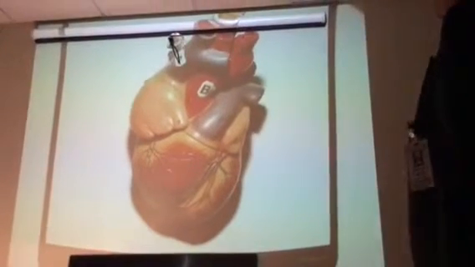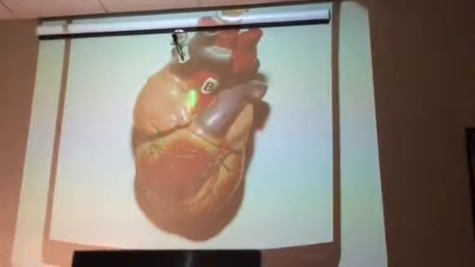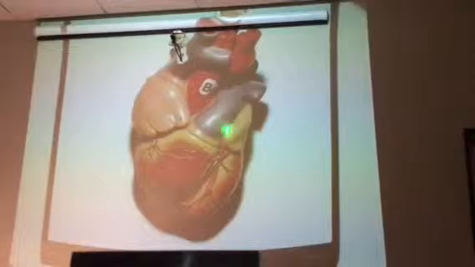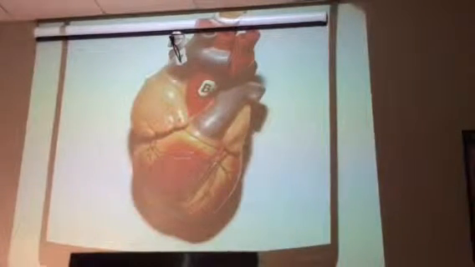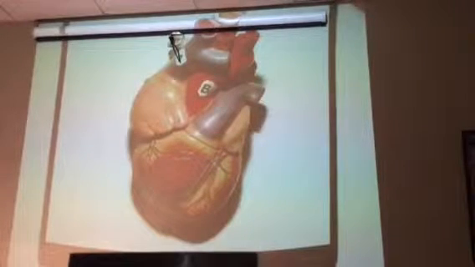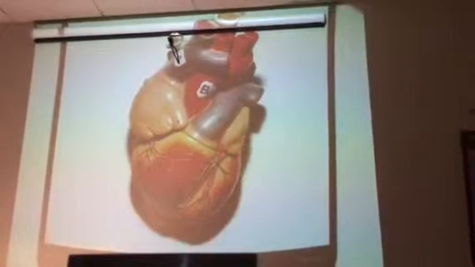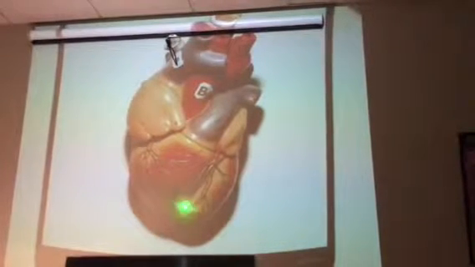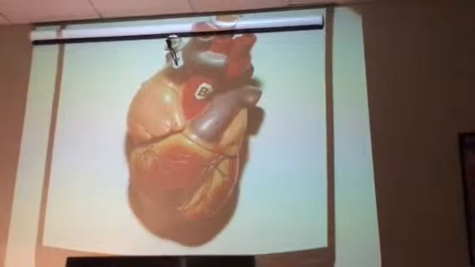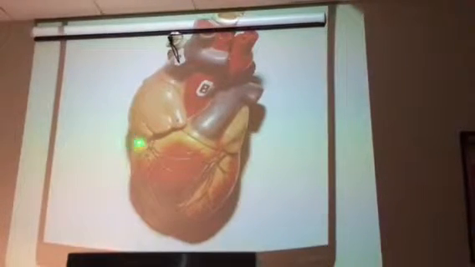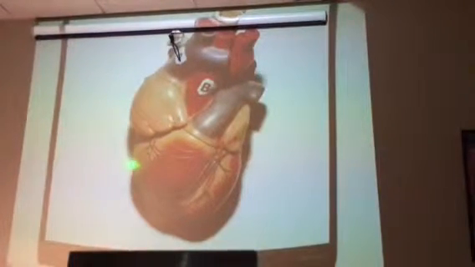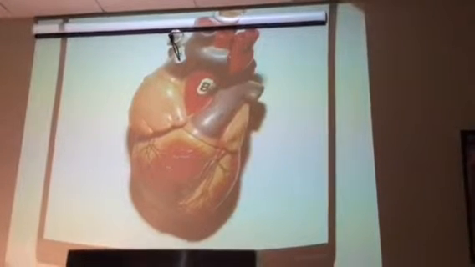Some bigger model. So this is your right atrium, this is left atrium, and this is your coronary sulcus. This is anterior interventricular, and this artery is anterior interventricular artery, and the vein is great cardiac vein. Okay, and here we would have right coronary artery. Okay, and here we should have its marginal branches here.